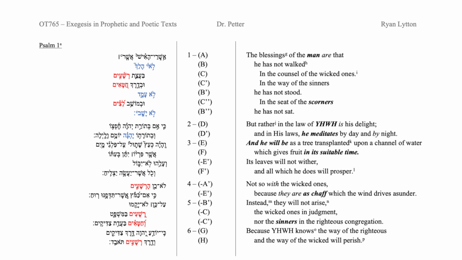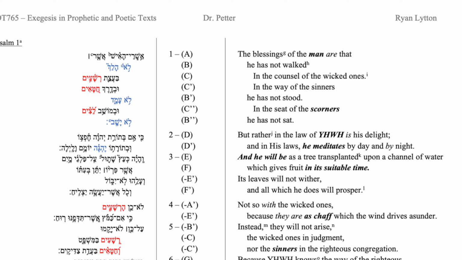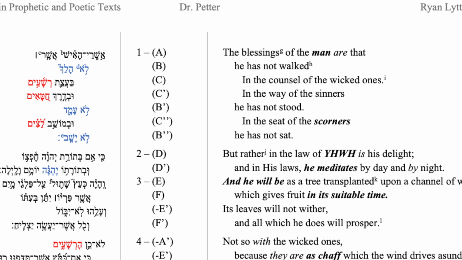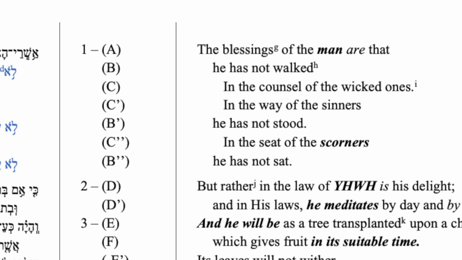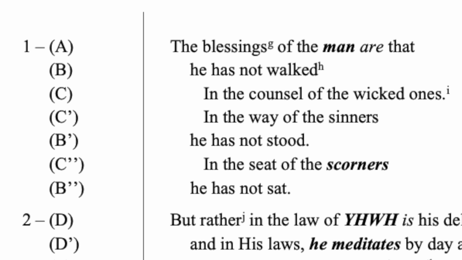And then off to the right, you'll see the English text. The blessings of the man are that he has not walked in the counsel of the wicked ones, in the way of the sinners he has not stood, in the seat of the scorners he has not sat. So what we have here is A, and so I'm using that first whole line, the blessings of the man are that. That's A.